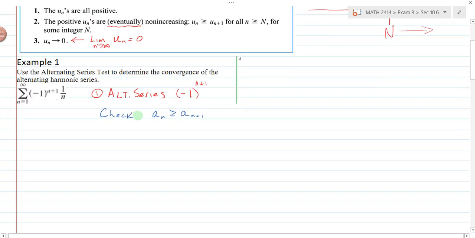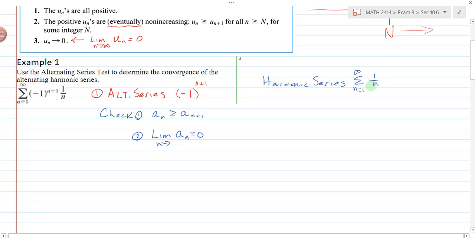I need to check two things. I need to check first of all to see if it's non-increasing, and then the next thing I need to check is that the limit as n approaches infinity of a sub n is indeed equal to 0. So we have a harmonic series. Remember, the harmonic series looks like this.